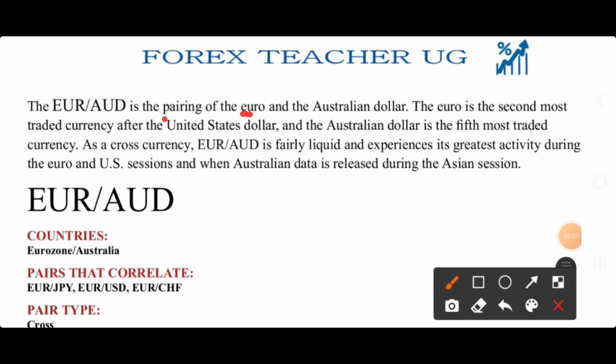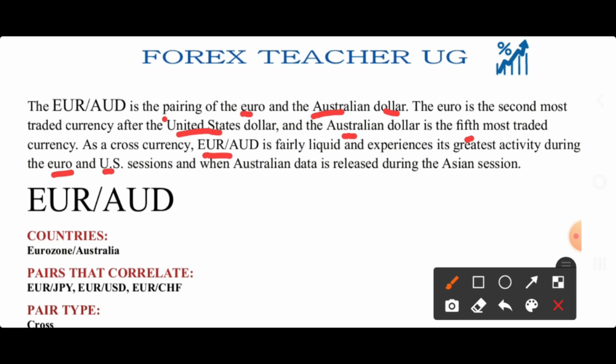Now let's look at the euro against the aussie. So this is the pairing of the euro and the Australian dollar. The euro is the second most traded after the United States dollar. We shall be covering them later in practicals, and why we should actually be trading these most traded currencies. The Australian dollar is the fifth most traded currency. As a cross currency, EUR/AUD is fairly liquid and experiences its greatest activity during the euro US session.